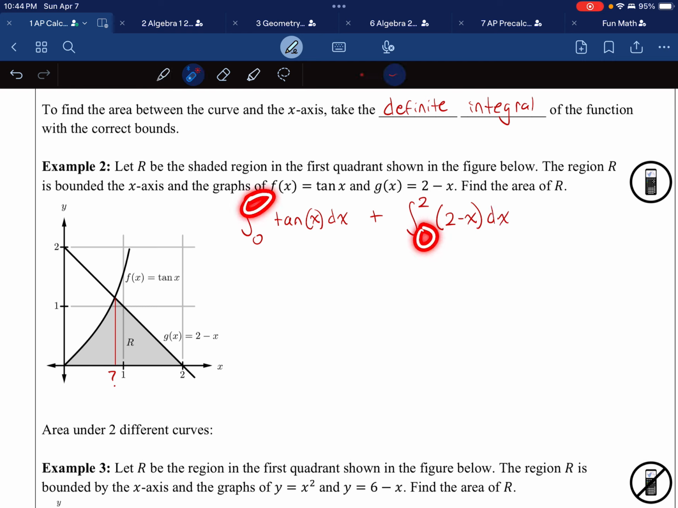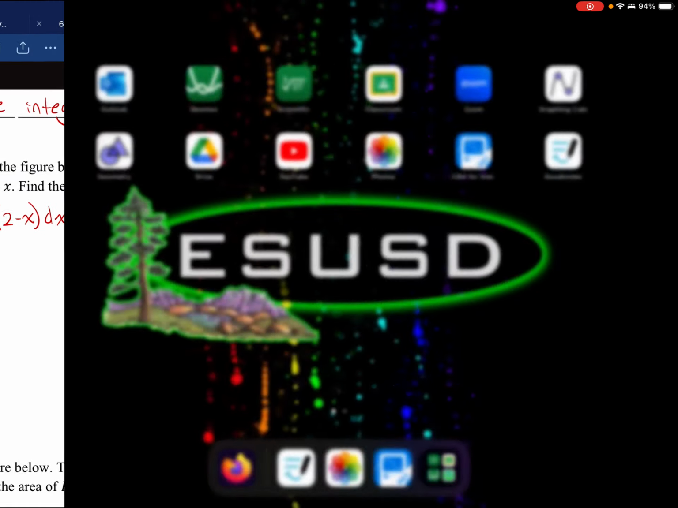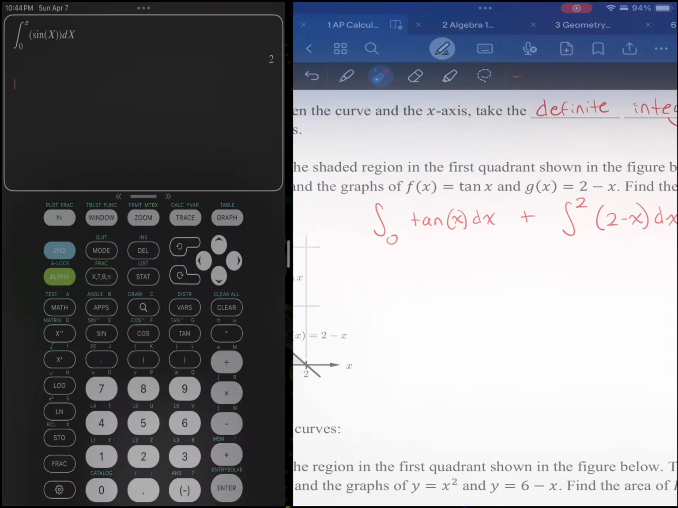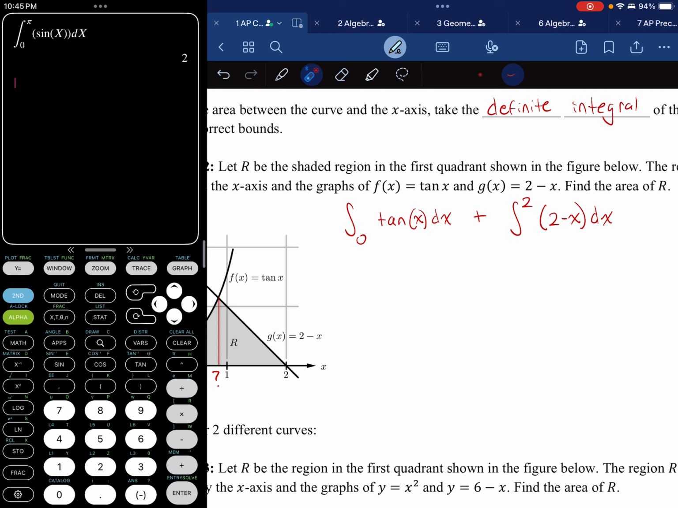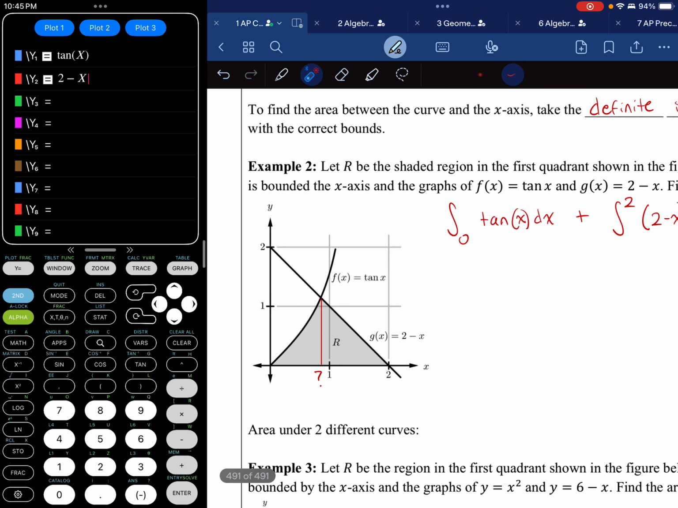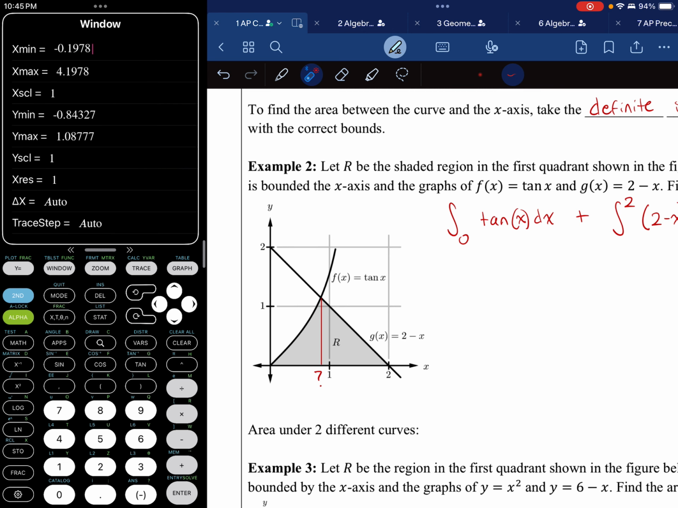The only thing that I'm missing is that bound here. So how do I find that? Using a calculator. This would be kind of hard to do without a calculator since it is a trig value. So let's pull up a calculator here, throw it on the left, make it small. I'm going to go to my y equals button, clear this out and type in tangent of x. Then down here, we're going to type in 2 minus x. We can graph both of these. And we can see that the bounds of our graph should be from 0 to 2.